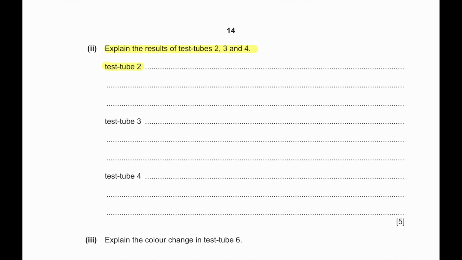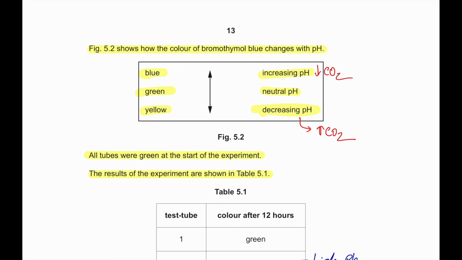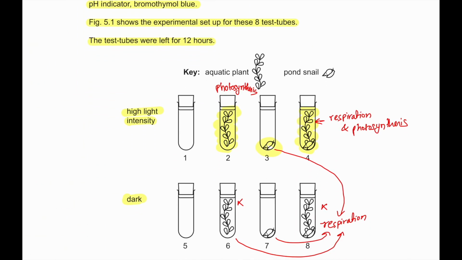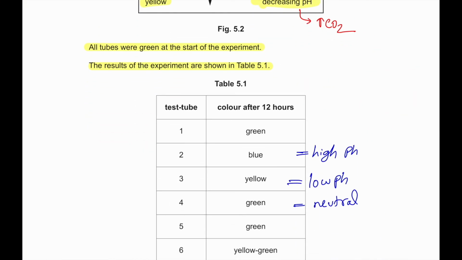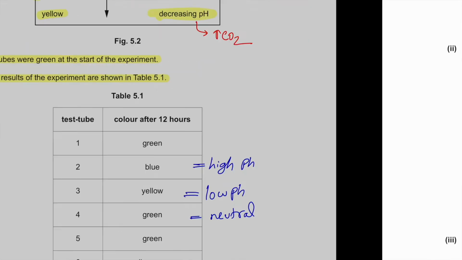And in test tube 3, the snail carries out respiration, which produces carbon dioxide in the Krebs cycle, and CO2 reduces the pH. So we can see in test tube 3, only respiration occurs. In test tube 4, both respiration and photosynthesis are going to take place. Probably they take place at the same rate because CO2 produced in respiration was used in photosynthesis. That's why test tube 4 remained green, which is neutral.